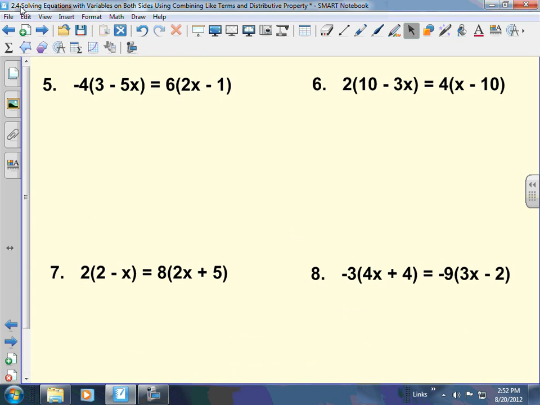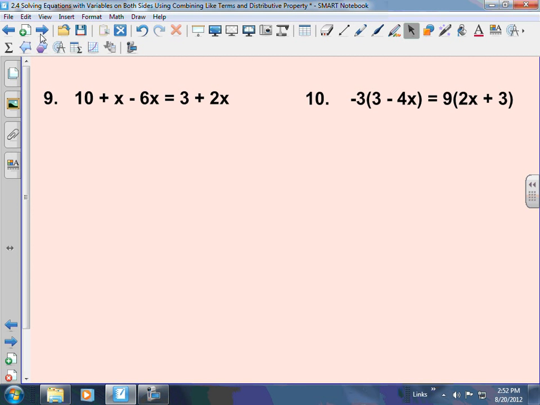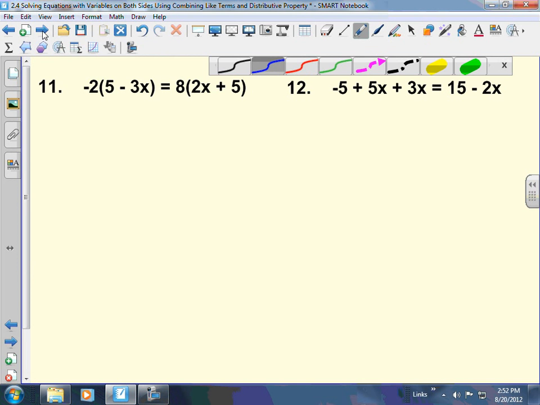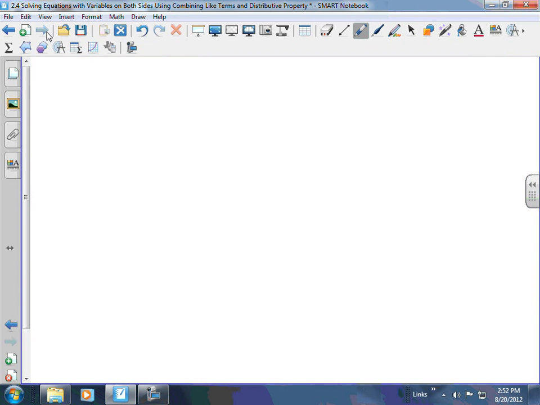All of our next problems are distributive property. Now we have more combining like terms problems. More distributive property problems. More distributive property, more combining like terms.